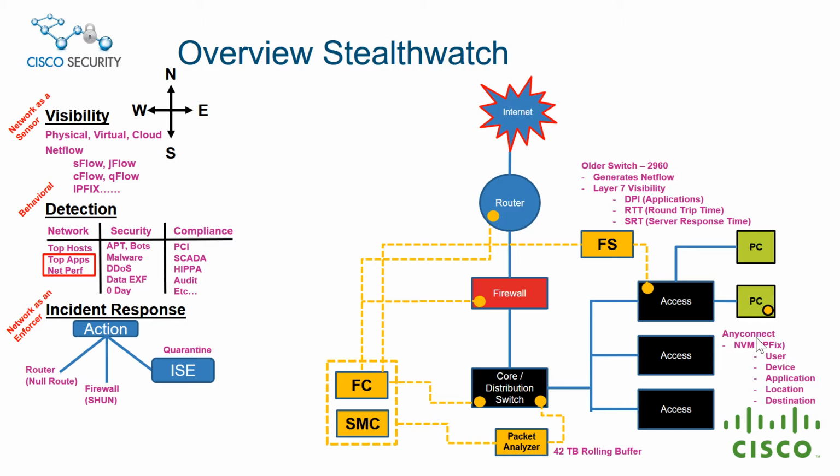So we've added an enhancement to it called the Network Visibility Module, and it uses IPFIX. And again, it's an agent typically already deployed, right? Now we're just adding that visibility module. And now what we're doing is we're sending IPFIX data to the flow collector. And now what do we get? We get user, device, application, location, and destination information.